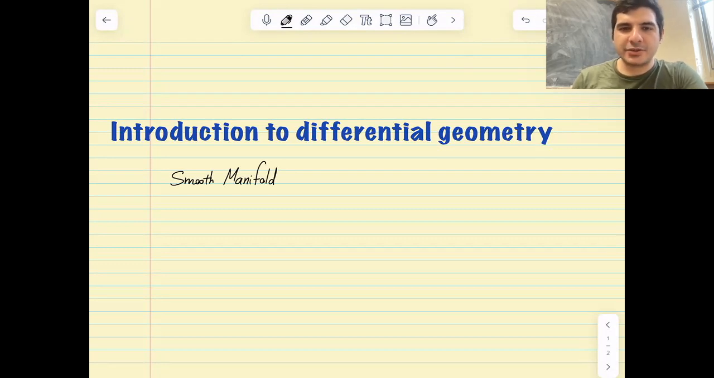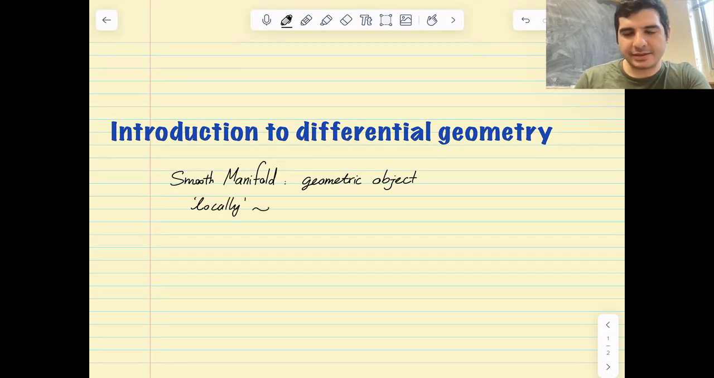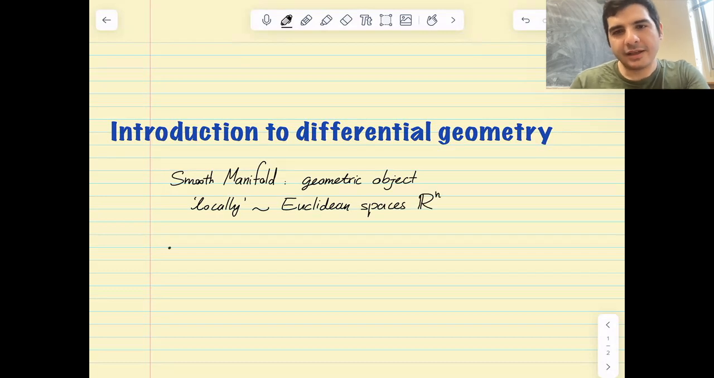These are geometric shapes, geometric objects, loosely speaking, that if you look at a small piece of them, well, the technical word is locally, they really are similar to Euclidean spaces, right? By Euclidean space, I mean something like R or R2 or R3, etc. So locally, they are very similar to some Rn for some positive integer n.